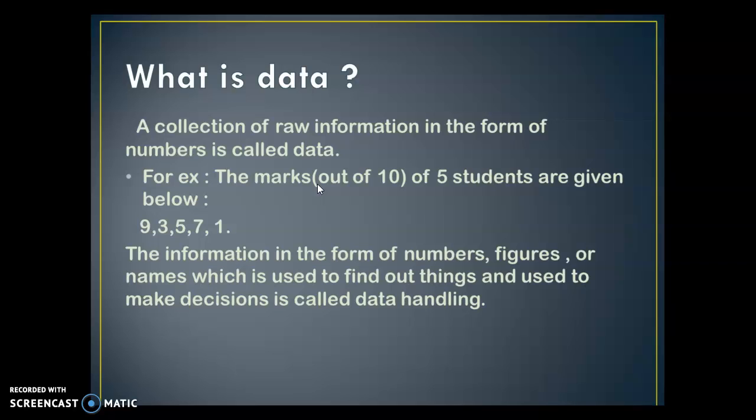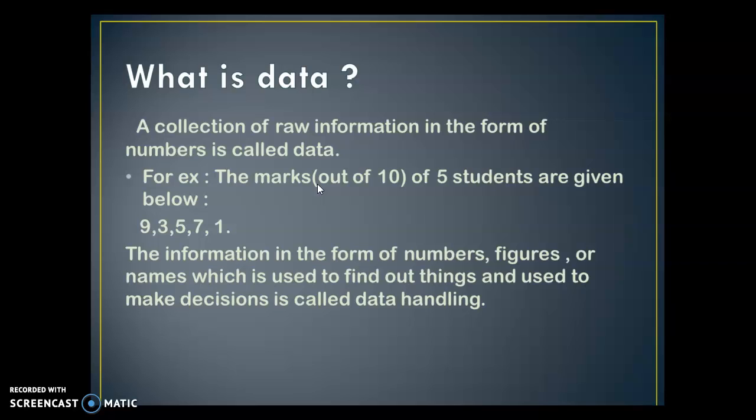Let's see what a data is. A collection of raw information in the form of numbers is called data. Say, for example, the marks of 5 students out of 10 is given below. So 9, 3, 5, 7, and 1. So these marks, they are called the data.